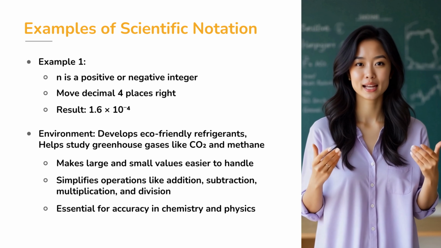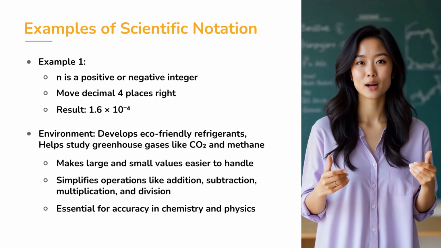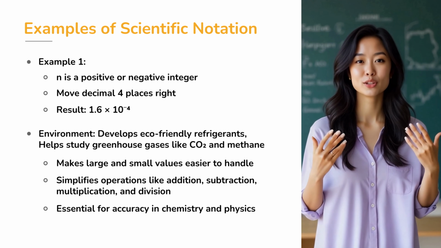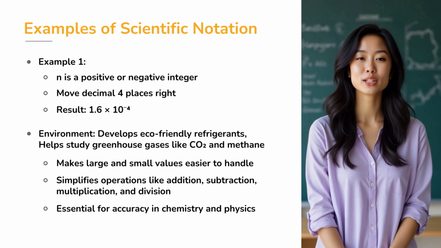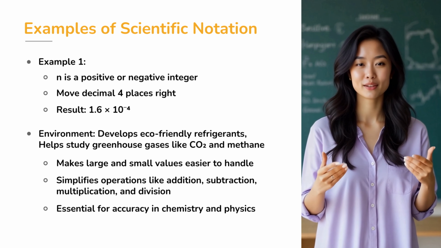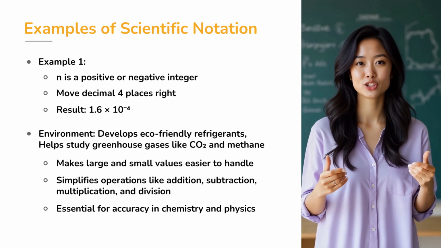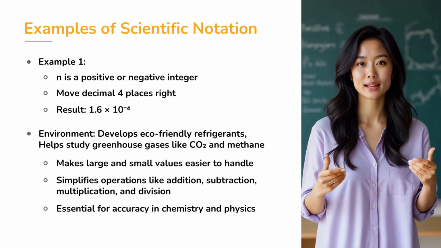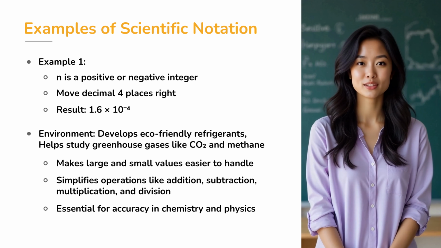Let's look at how scientific notation actually works. Example 1. Take the number 0.00016, move the decimal 4 places to the right. That gives us 1.6 times 10 to the power negative 4. Example 2. Now take 232,500, move the decimal 5 places to the left. That becomes 2.325 times 10 to the power 5. This format makes it much easier to work with extremely large or tiny values, especially when adding, subtracting, multiplying, or dividing in chemistry and physics.